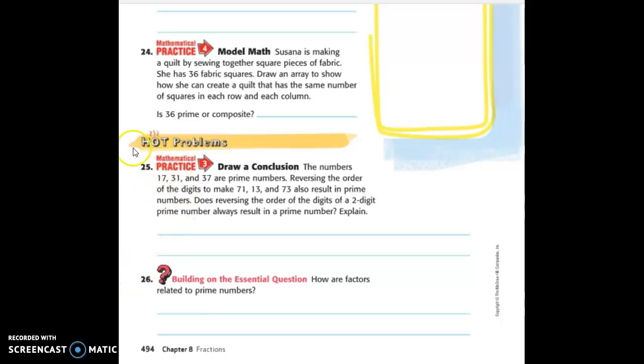Okay, and then I'm going to leave you with 25. Do the best you can to figure that one out. And how are factors related to prime numbers? I want you to make sure that you do try this one because that is a great question. If you can get the answer to this, it'll show a lot of understanding of what we're doing through this chapter. So please do try to solve or write an answer for 26.